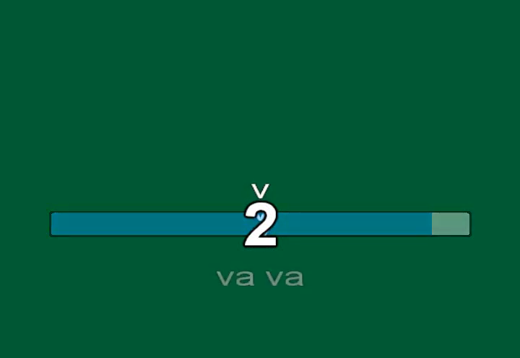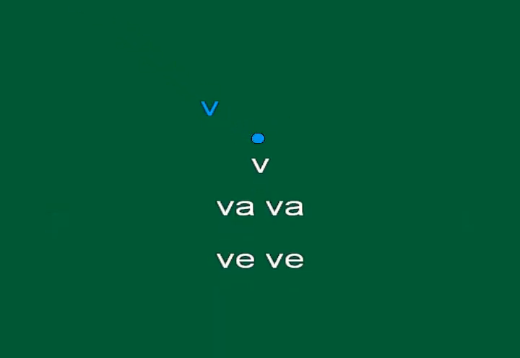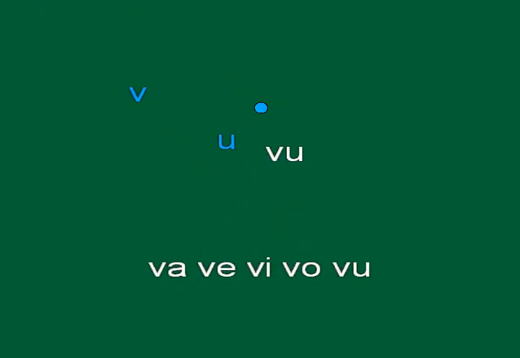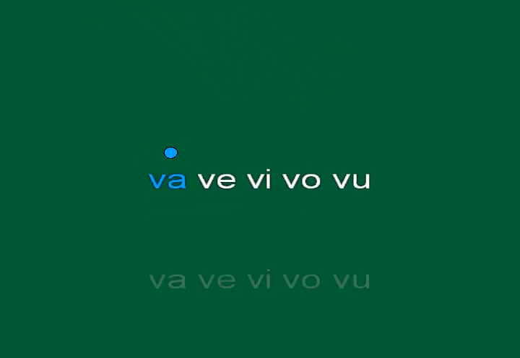Right? We have the V sound. V is diluted. It's not as thick as the English V. V, a, va. V, e, ve. V, i, vi. V, o, vo. V, u, vu. So we have va, ve, vi, vo, vu. Faster: va, ve, vi, vo, vu.